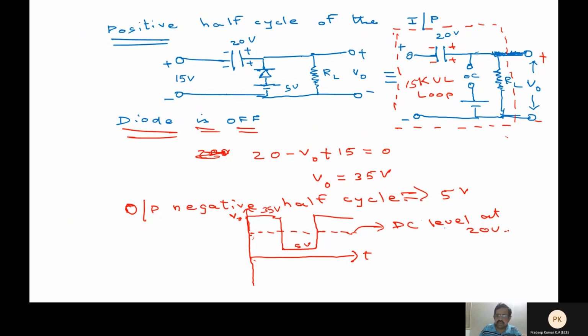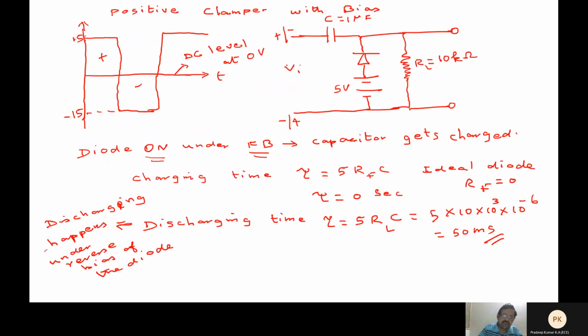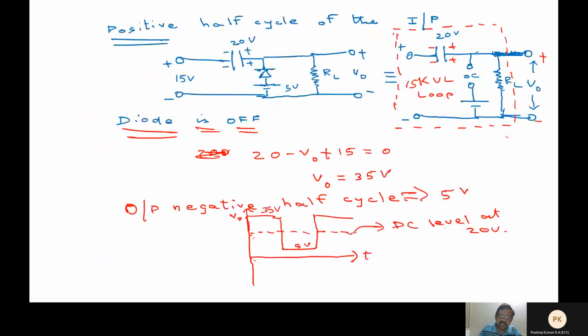Now let us take the example. So I think now you are very clear. Sanity check is 35 minus 5 is 30 volt. Now look at the input signal. Again 15 minus of minus 15 is 30 volt. So we have not affected the waveform or wave shape.